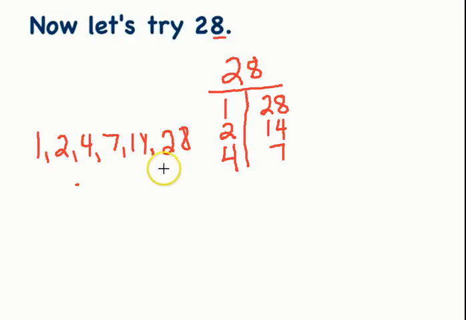So is this number prime or composite? Very good. It is composite. Why? Because it has more than 2 factors.